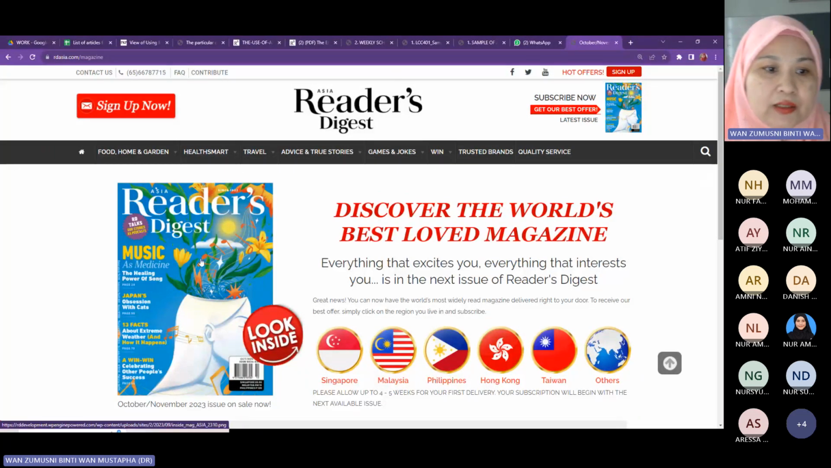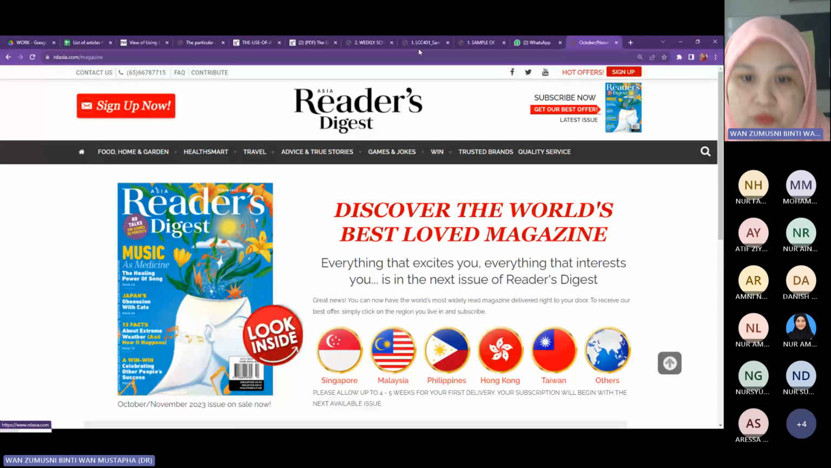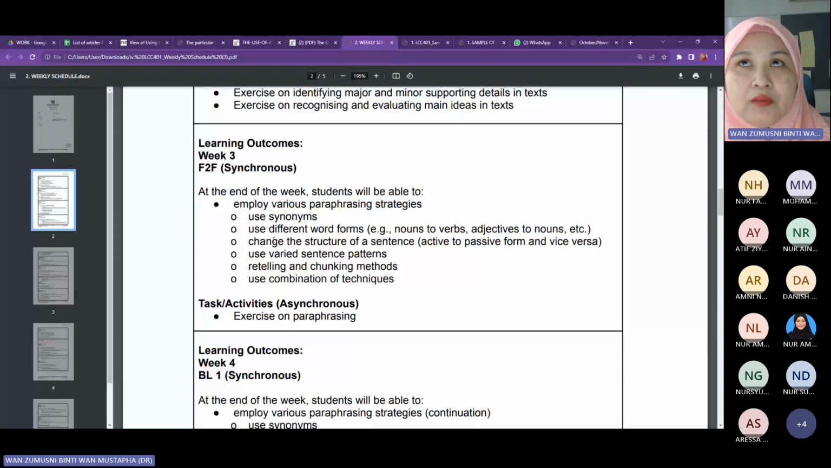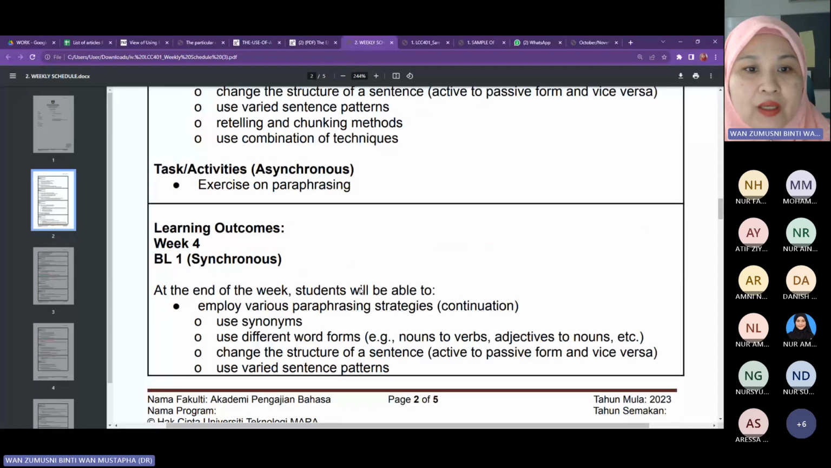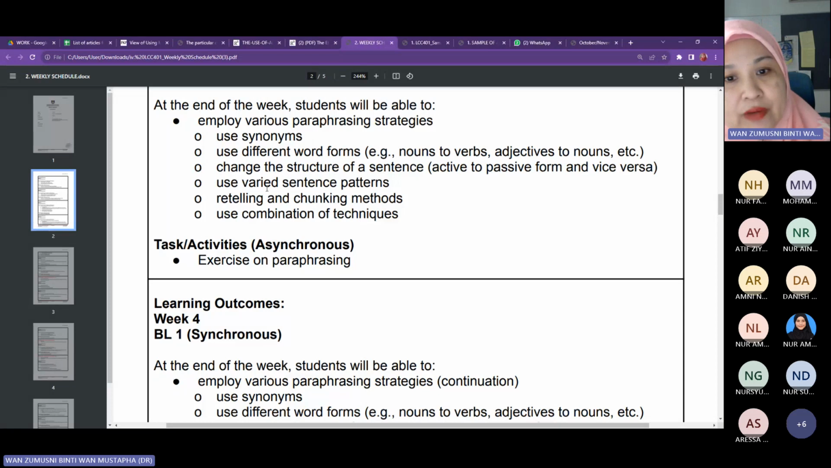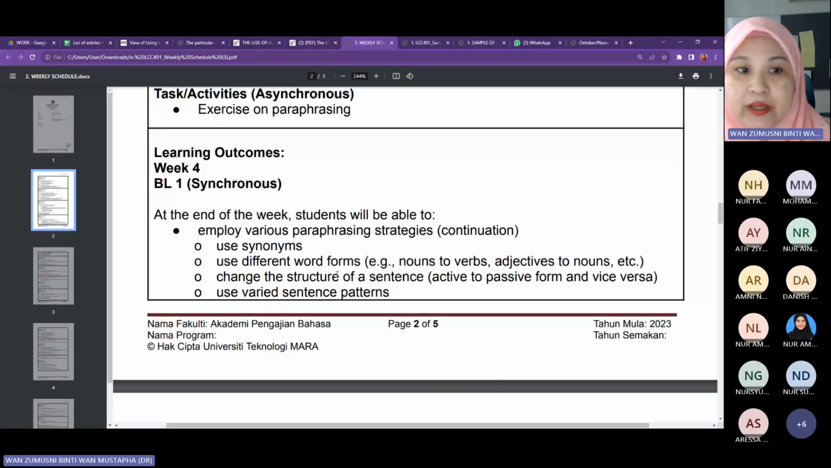So we did an article on music as medicine. By week 3, those were the first 2 weeks we were doing critical academic reading skills. By week 3, we are moving into academic writing skills. I've introduced you to several paraphrasing strategies. So these are some of the paraphrasing strategies: synonym, word forms, and changing the structure of the sentence. And I've shown you some examples in the class, and also a combination of the techniques, which can be synonym and also varied sentence pattern. And also I've explained retelling and chunking methods. Okay, that's what we did in week 3 and 4.